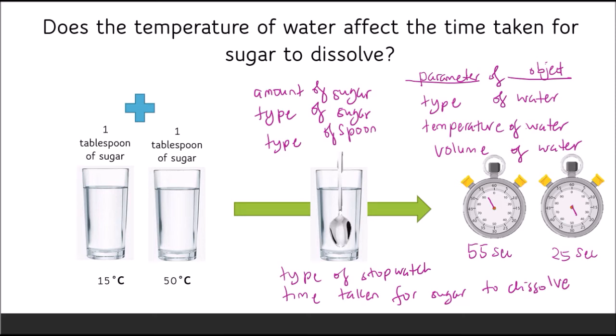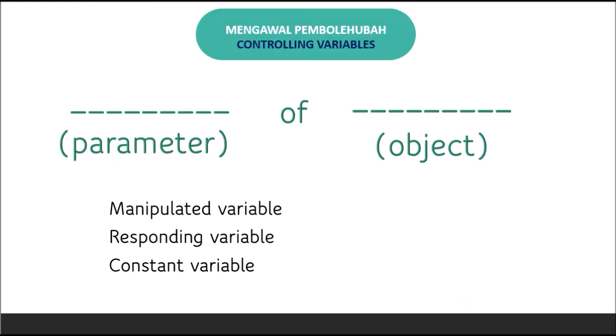If you wonder why this phrase is still accepted as a variable, yes, because this is what we take after the experiment. Now let's find out which of these variables is the manipulated, responding or constant variable.